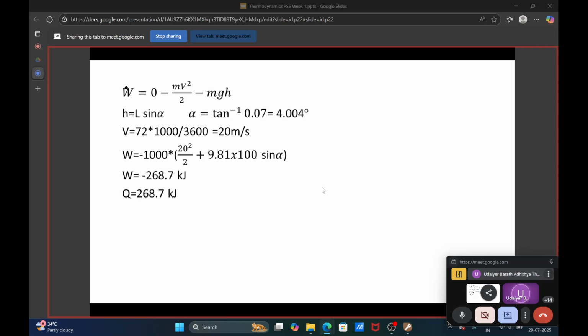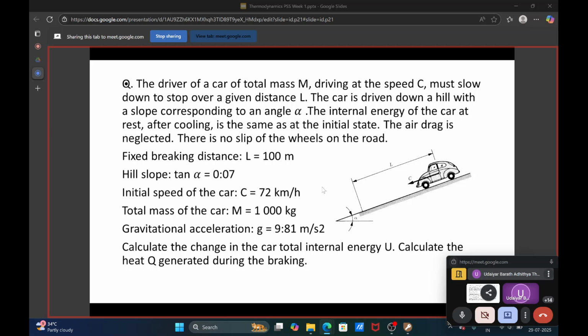Any question in this? So what we applied is a simple physics class work energy balance, and then we found out the work, and then with that the heat.